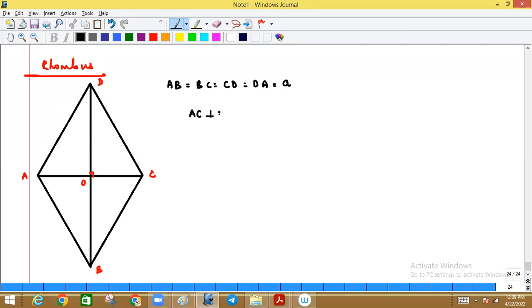AC is perpendicular to BD. I'll take AC as diagonal 1 and BD as diagonal 2. Diagonals bisect each other, so OA equals OC. Diagonals are not equal, therefore not all of them are equal. OA equals OC equals X. OB equals OD equals Y. Let's take it as X and X, Y and Y. What is the side? A, and A.